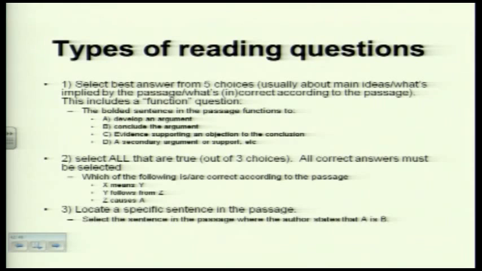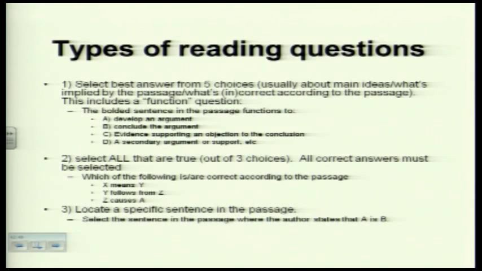The second type of question is you have to select all that apply, meaning you will be given 3 answer choices, and you have to choose answers that are correct, which could be more than 1. Okay, and no partial credit will be given. So for example, which of the following is or are correct according to the passage? X is Y, Y follows Z, Z causes A. So if this and this are correct, you have to choose both. Okay? If you choose only one, you will get no credit for it.